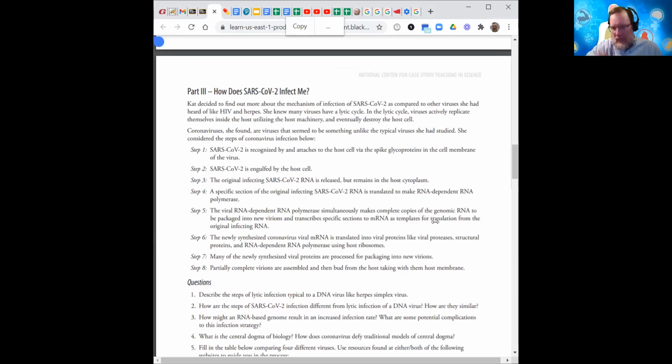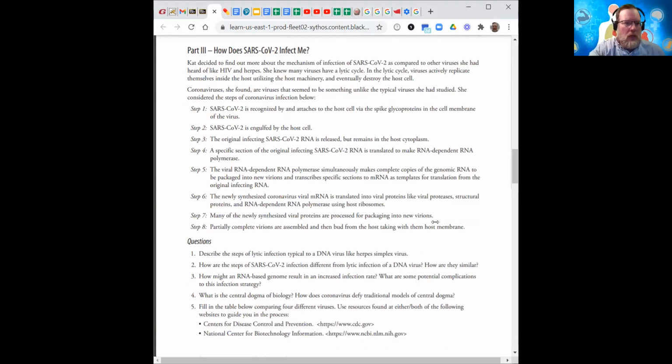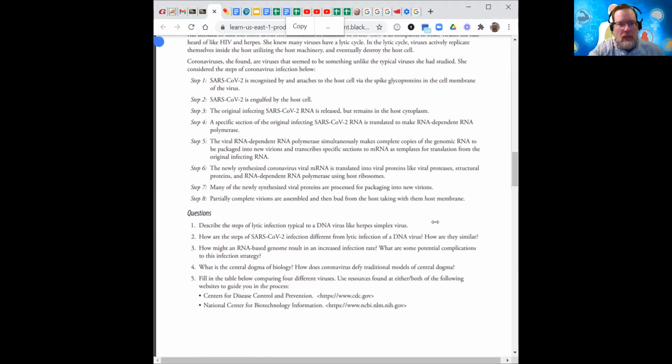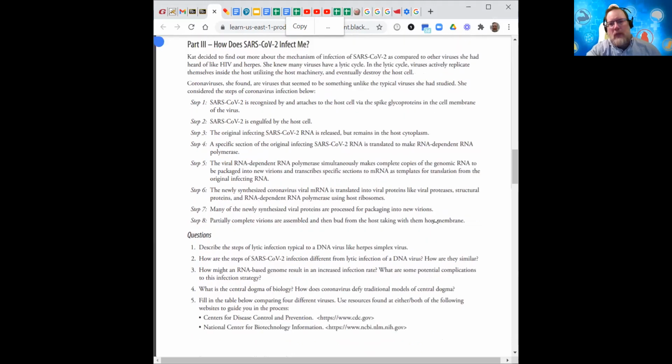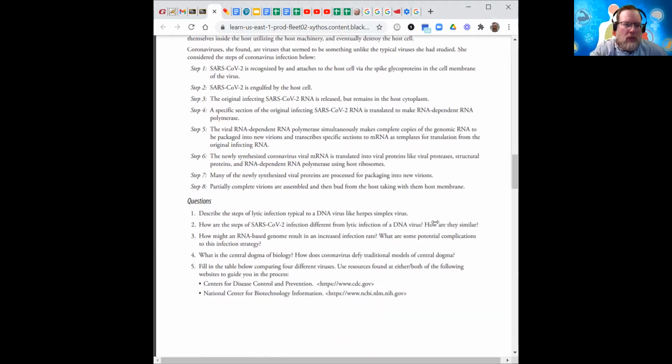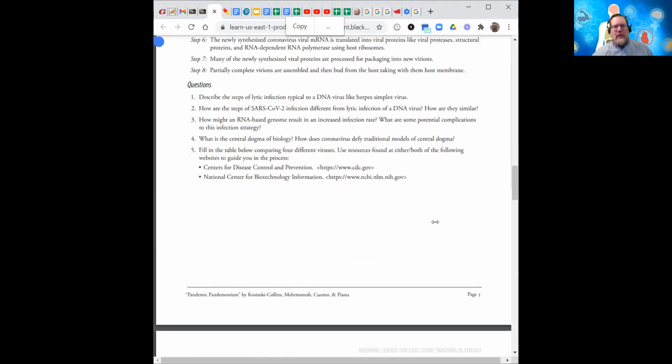We know that about all viruses too, right? So that's nothing new regarding soap and killing viruses. So again, it goes through a couple other questions. She'd heard of HIV and other viruses, so she wanted to find out a little bit more about COVID. So she asked about the basic steps of a lytic infection typical to a DNA virus like herpes, so not an RNA virus like COVID.